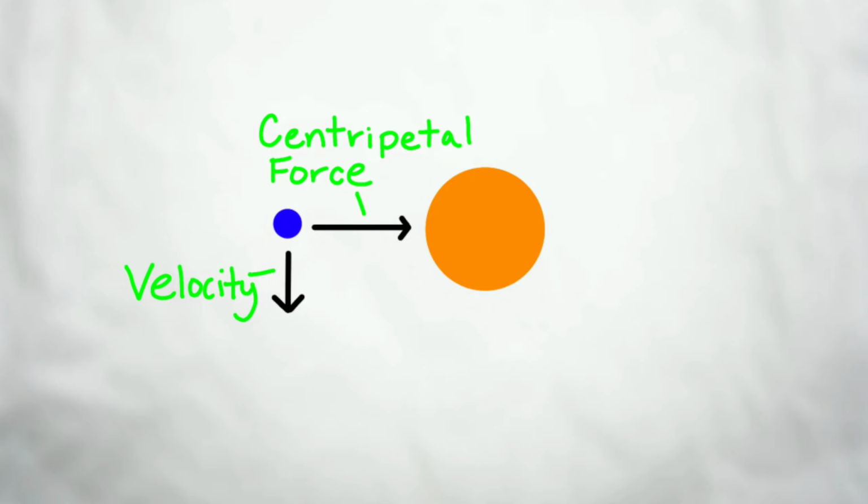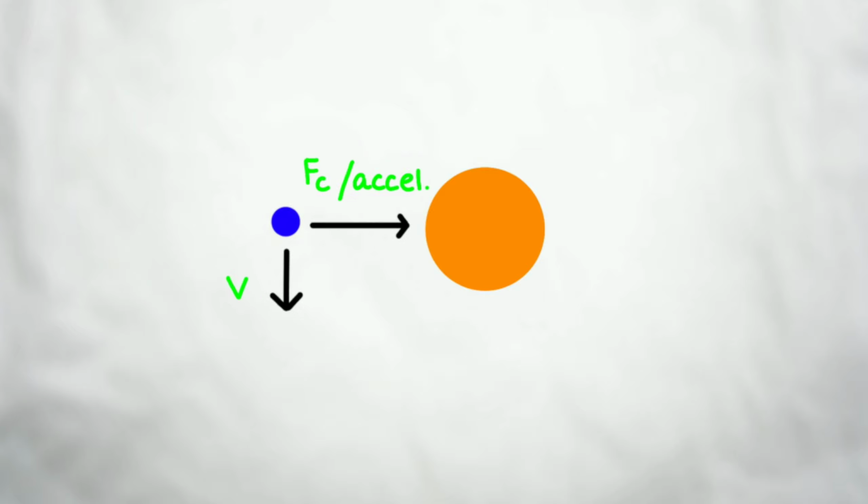The centripetal force is directed towards the center of the circle, and so the acceleration that comes from it, or the centripetal acceleration, is also directed inwards. This means that velocity is perpendicular to the acceleration. When an object is in uniform circular motion, the centripetal force is the only force acting upon it. However, the centripetal force is not needed for any type of circular motion.